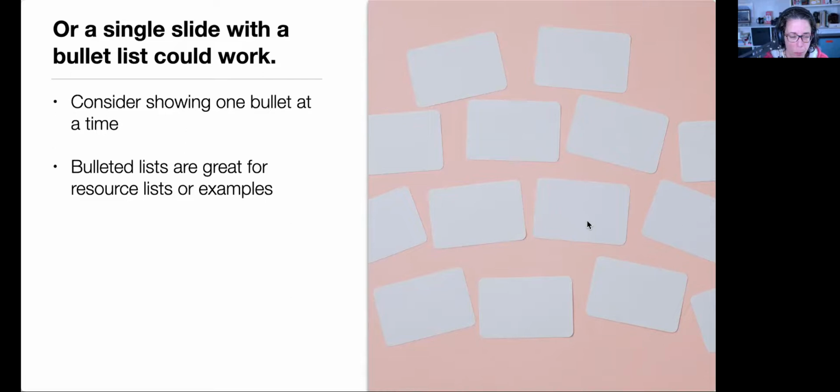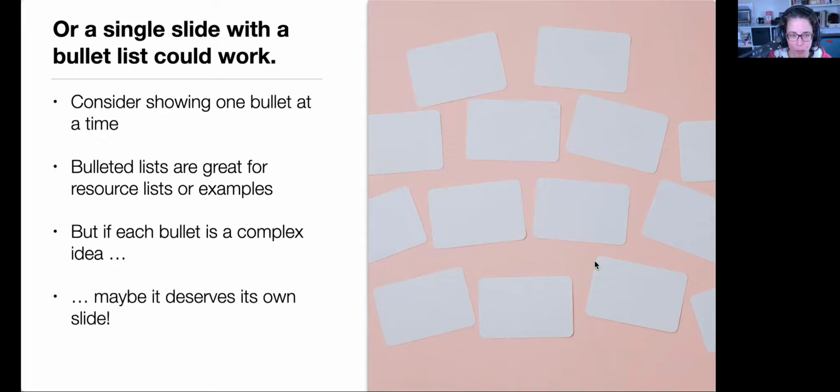I think bulleted lists work really well for resource lists or examples where you're not necessarily discussing each and every single resource, but you're saying, here are the things that you should take a look at, and people will go explore them likely after the presentation. But if each bullet is a complex idea, then it might deserve its own slide. So always consider that anytime you've got a bulleted list.